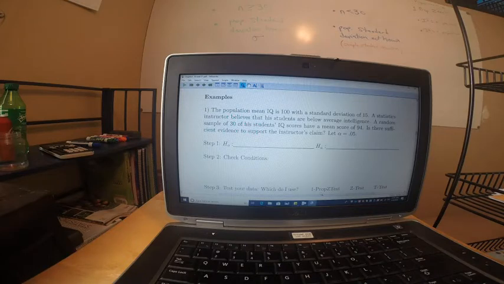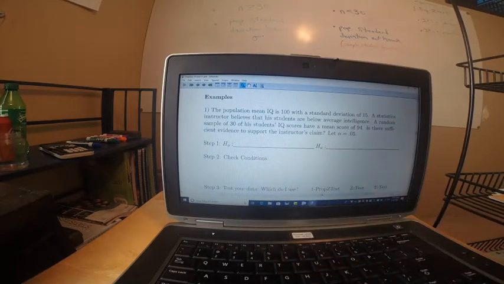So the first example says the population mean IQ is 100 with a standard deviation of 15. A statistics instructor believes that his students are below average intelligence. A random sample of 30 of his students' IQ scores have a mean score of 94. Is there significant evidence to support the instructor's claim? Let alpha equal 0.05. So step 1 says find your null and alternative hypothesis.